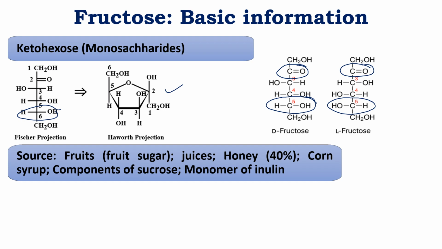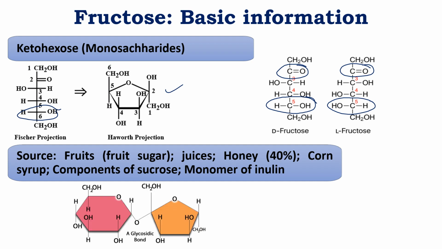Sucrose is composed of two monosaccharides. Here it is glucose, and this is fructose. These two combine together with a glycosidic bond and give us sucrose. So whenever sucrose is metabolized, we get glucose as well as fructose. Fructose is also the monomer of inulin.